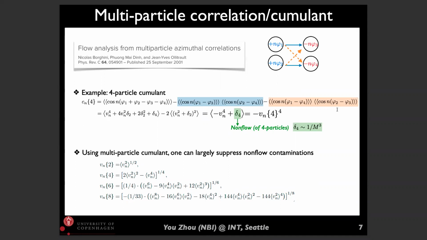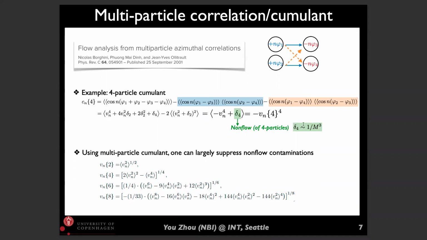And with a quick estimation, you can see the non-flow effect of the 4 particle cumulants is of the order of 1 over n to the cube, which is much smaller than the non-flow contamination in 2 particle correlation. Using a very similar idea, you can construct 2, 4, 6, even 8 particle cumulants, which will largely suppress the non-flow effect.